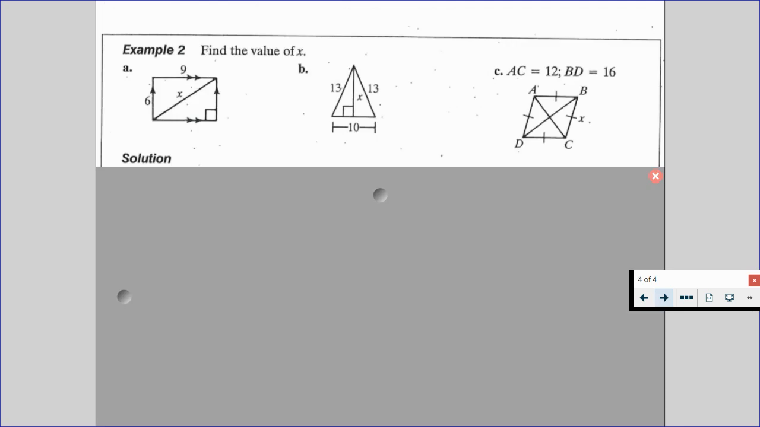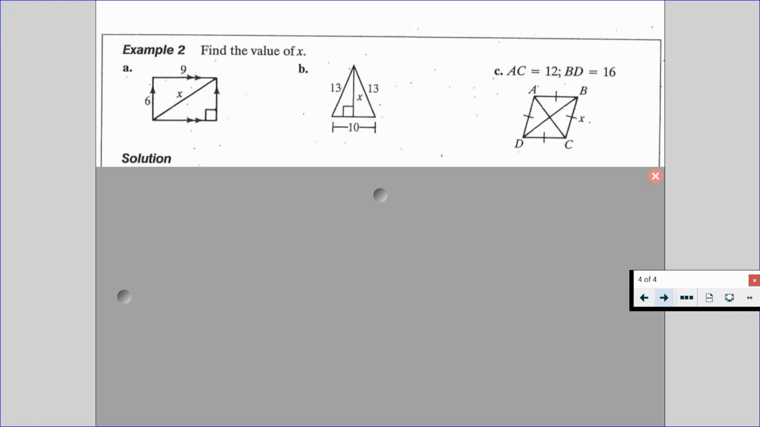In example number 2, we are asked to find the values of x for these 3 different scenarios. Well, for A, we have, looks like a parallelogram because we have 2 opposite sides of parallel lines. One side is 6 and the other side is 9. We are asked to find the value of x, knowing we have a right angle, which is very, very important for us. For B, we have 2 triangles that are adjacent to each other, and they do have a right angle. The hypotenuse is 13 and the entire length is 10. And for C, we're given that AC is equal to 12 and BD is equal to 16.